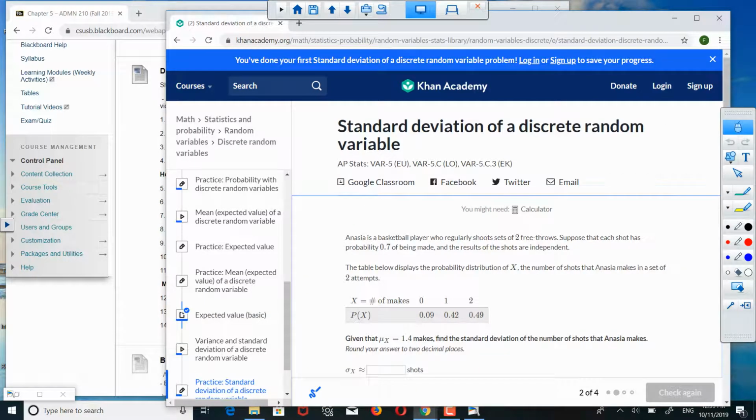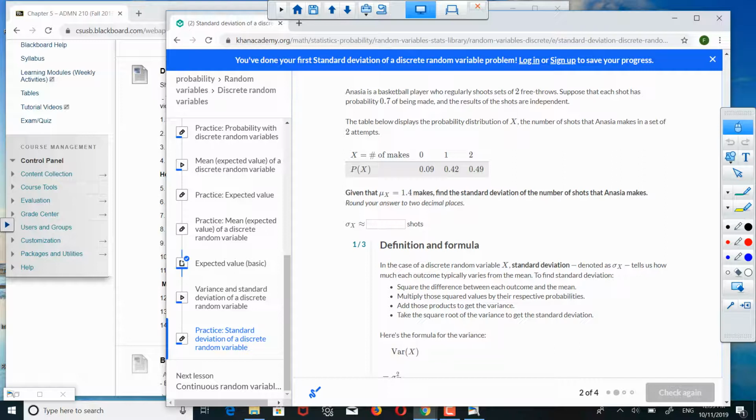Okay, so Anastasia is a basketball player who regularly shoots sets of 2 free throws. And suppose that each shot has probability of 0.7 of being made, and the results of the shots are independent. So first we have to define random variable x, with x being the number of shots that she makes in a set of 2 attempts, right?